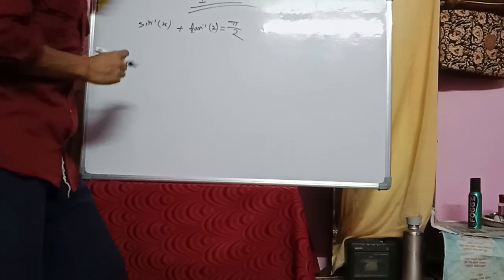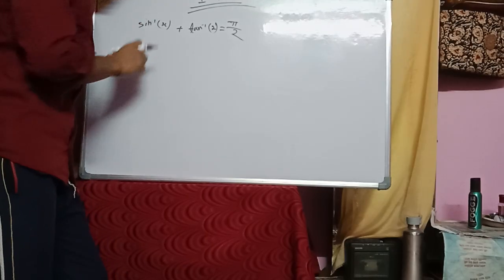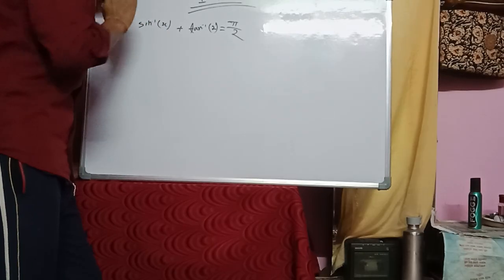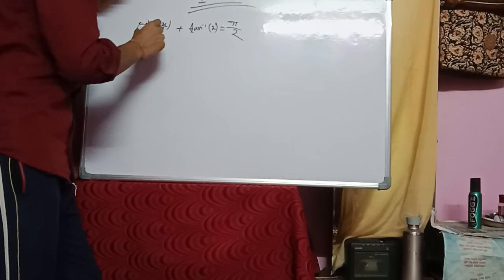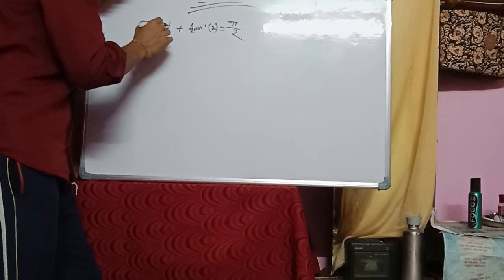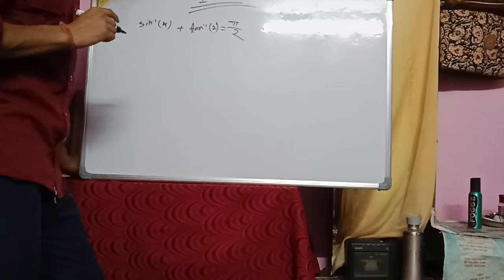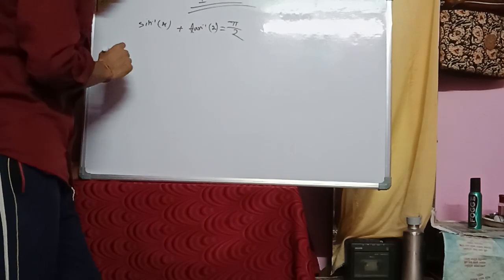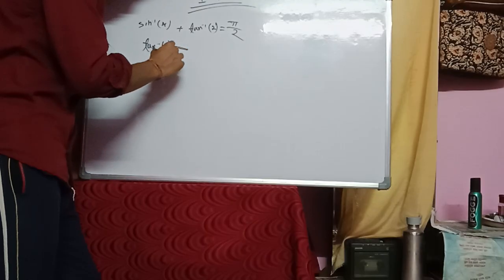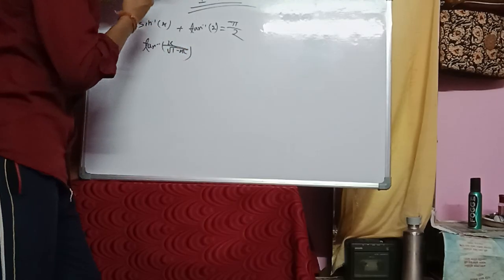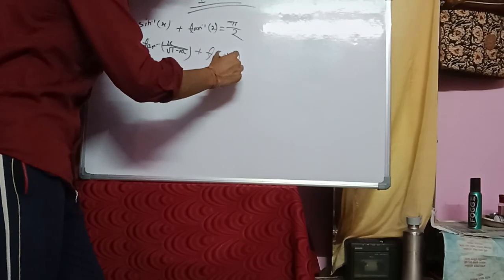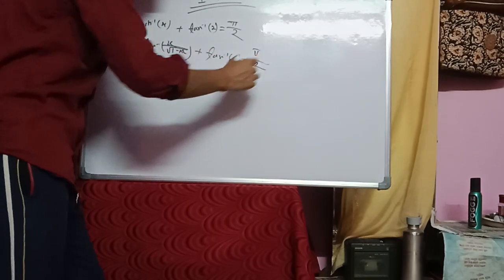So let's try changing this sin inverse of x into tan inverse of x. Here the height is x and the hypotenuse is 1, so the base is root over 1 minus x square. So you can write this as tan inverse of x over root over 1 minus x square plus tan inverse of 2, equals 5π over 2.